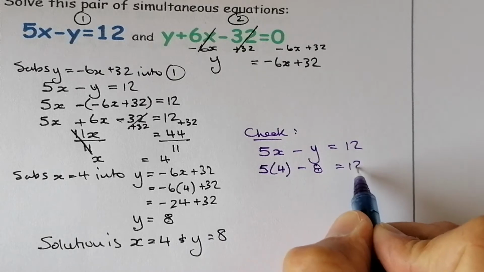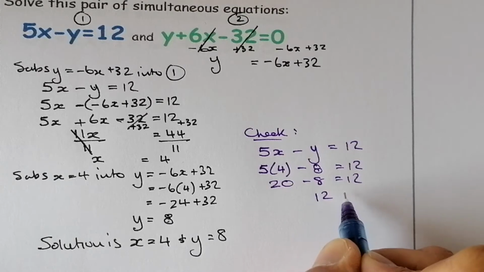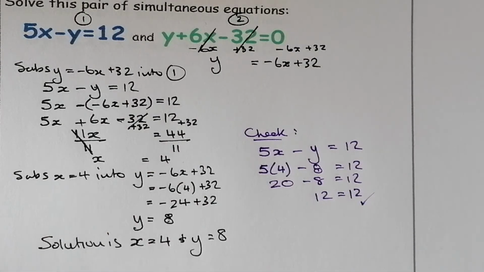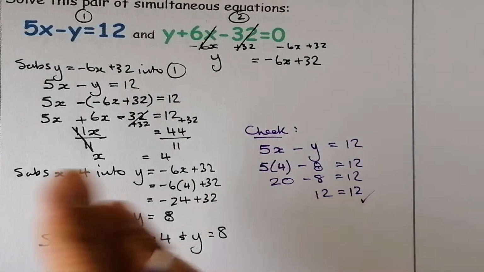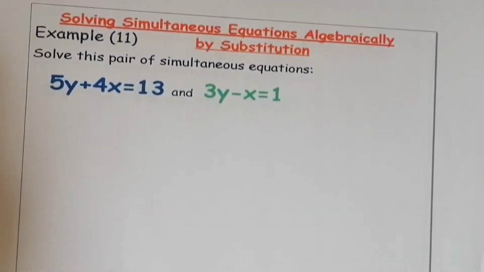Okay, so 5 times 4 is 20. Good, that's looking good there. So I know that before I leave the exam hall, I've got the answer correct. So I've done a check on it. Right, if I got it wrong here, I would go back and check my working, because maybe I've made a simple mistake somewhere. Right, let's move on to the next question.